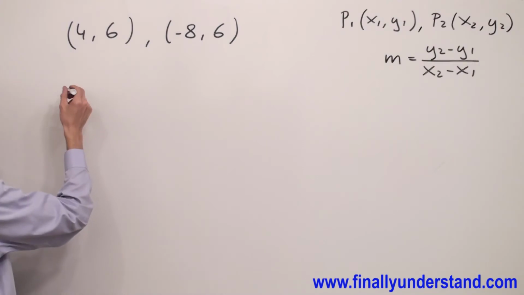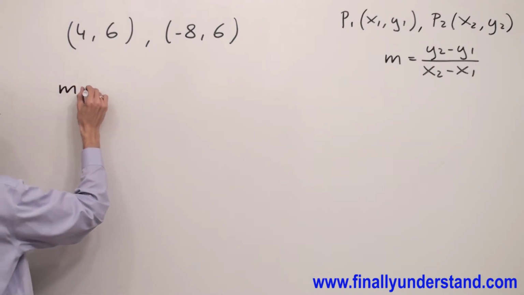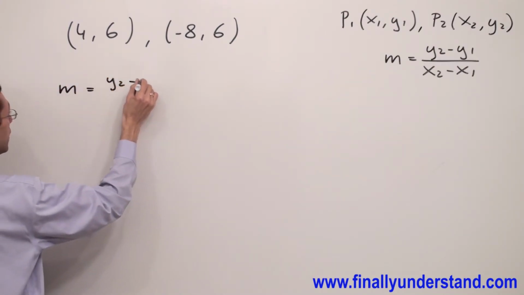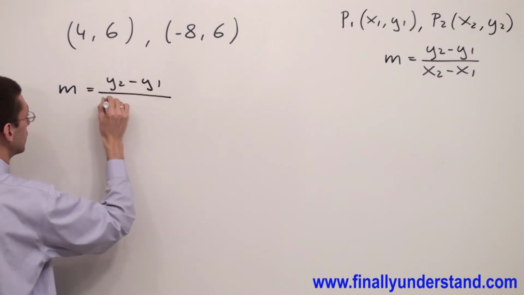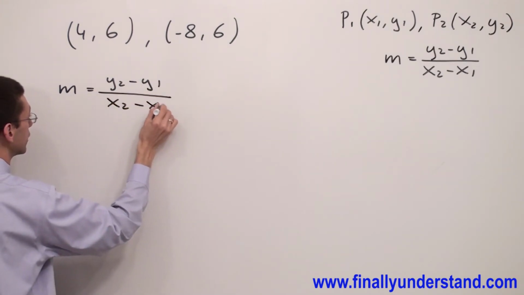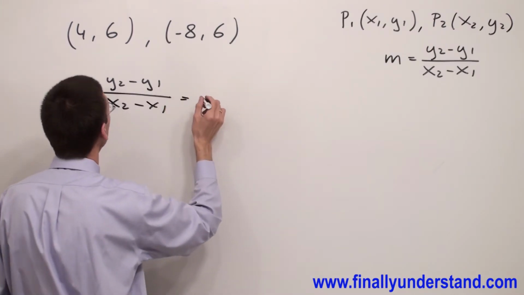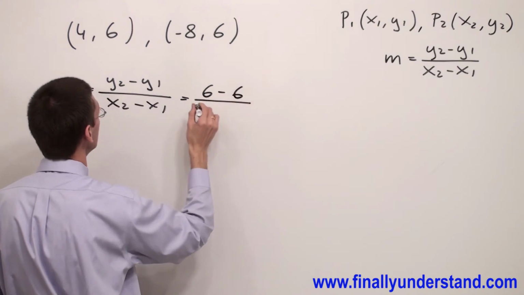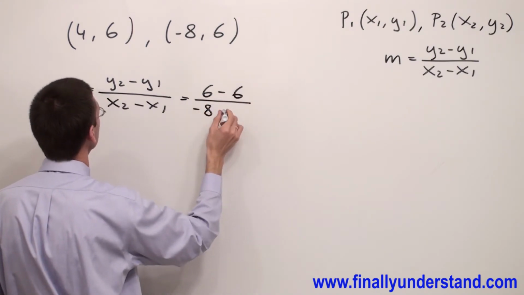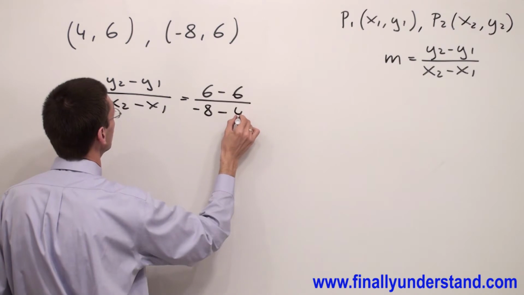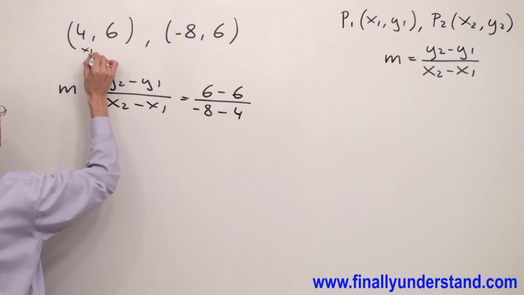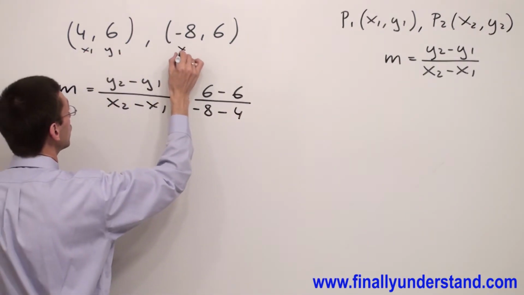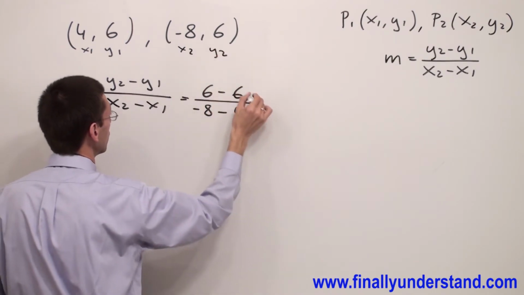We have another example on the board. Again, we're supposed to find the slope. The formula for slope says m is equal to y2 minus y1 over x2 minus x1. This is equal to y2, 6, minus 6, over x2, negative 8, minus 4. Okay, let me remind you, this is x1, this is y1, x2, y2.